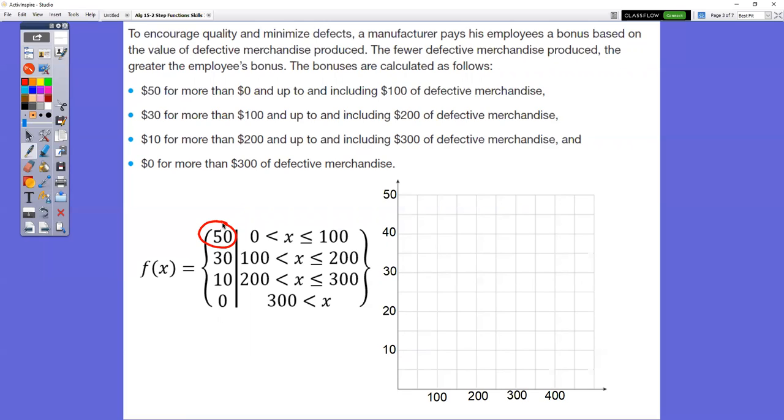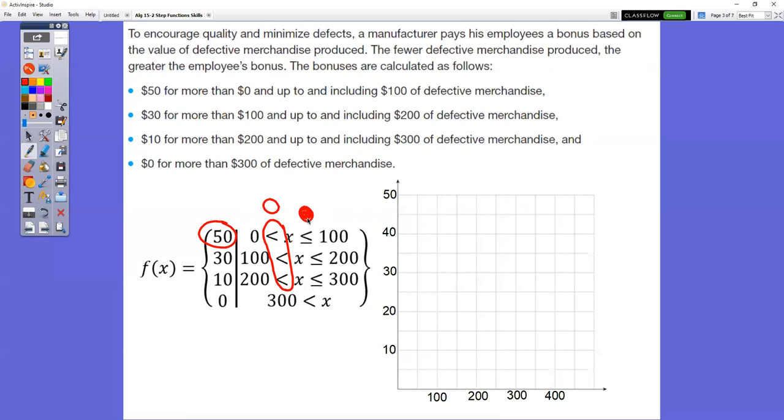So what the heck is this step function going to look like? Remember, your less than symbols, that is going to be an open dot. Your or equal to's are going to be your closed dots. Does it always go open and then close? No. The next example that we do is not going to be like that.